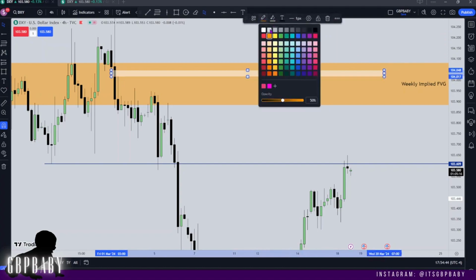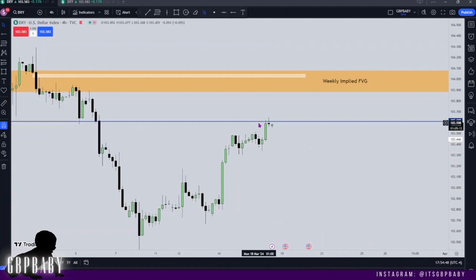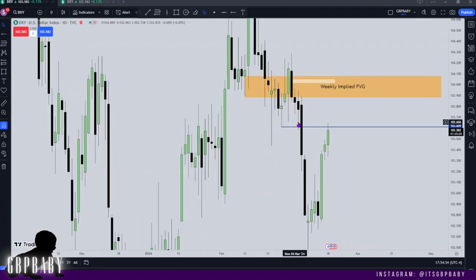And the fact that we have FOMC this week, I am expecting a lot of manipulation, as in we may see rallying at the beginning of the week, and then we may witness a large reversal. So I'll start speaking about that once we get to the 4 hour, but on the daily, I just want to review what happened today.